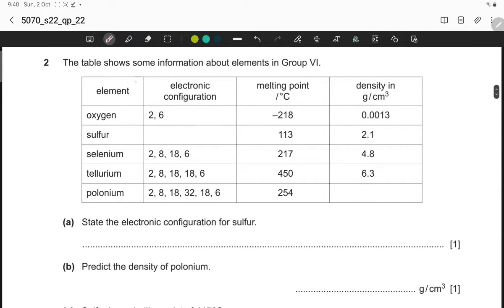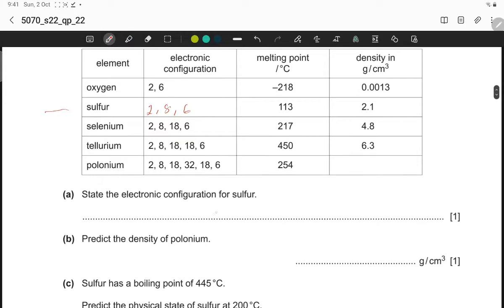Next question, the table shows some information about the elements in group 6. Oxygen 2,6, this is the electronic configuration of the elements given. Oxygen is present in period 2, so there are two shells, first shell with 2 electrons and second shell with 6, because it is present in group 6, and group number determines the valence shell electrons. Sulfur is in period 3, so it has 3 shells: first with 2, second 8 and third 6. All are present in group 6, so all have 6 electrons in their valence shell.